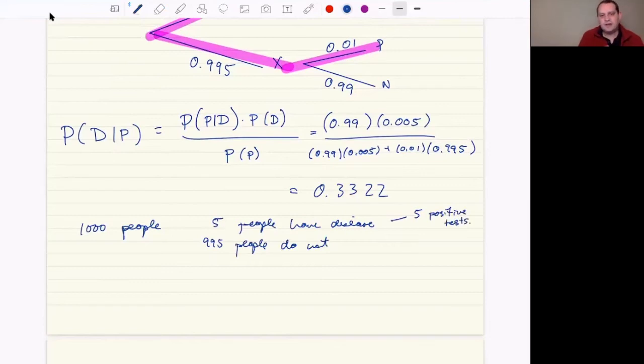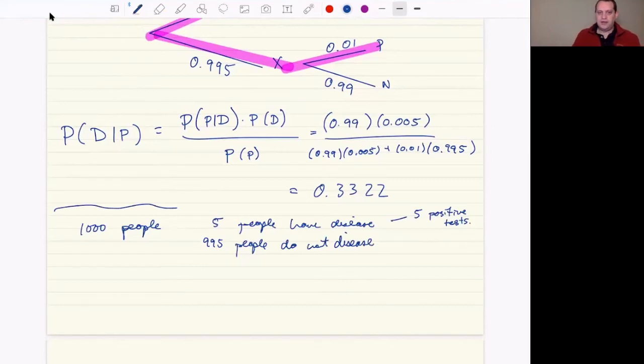So we would expect 5 times 0.99, so 4.95 positive tests. If I had 1 million people, we could be a little bit more careful with the numbers, but this is just to get an intuition anyway, so we don't have to be that careful. Of the 995 people in the population that do not have the disease, how many positive tests and how many negative tests are there going to be?